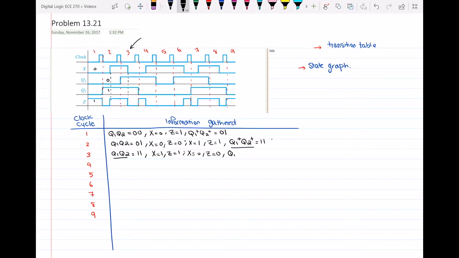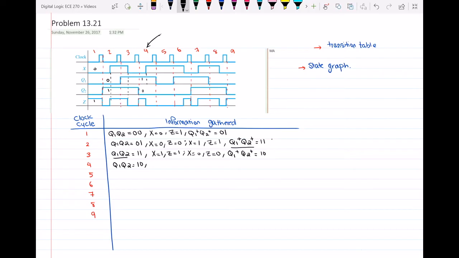Then the next state of my flip-flops is, we will look here at this point, okay? And the next state of the flip-flop is 1, 0, right? Okay, for clock cycle number 4, we know that the present state would be equal to the next state of the previous cycle. So 1, 0, correct?